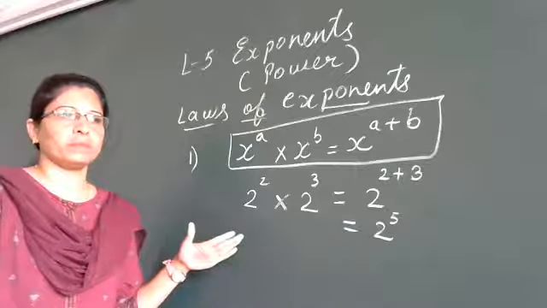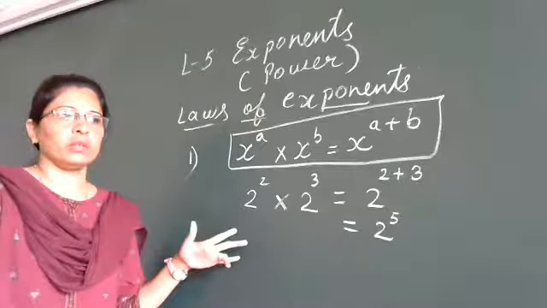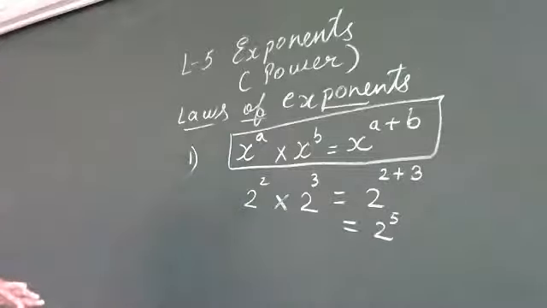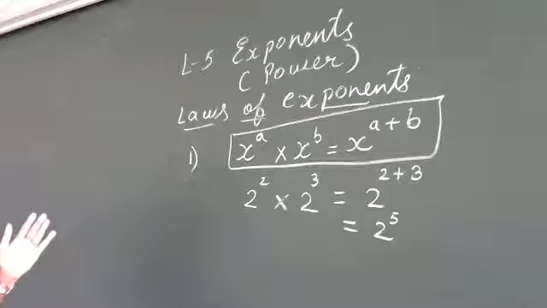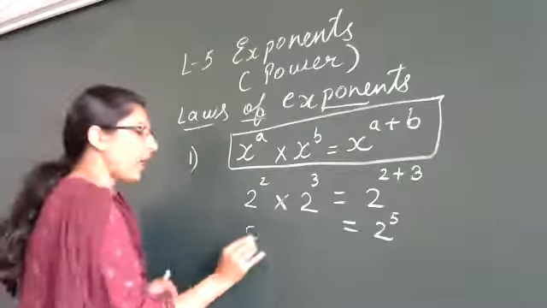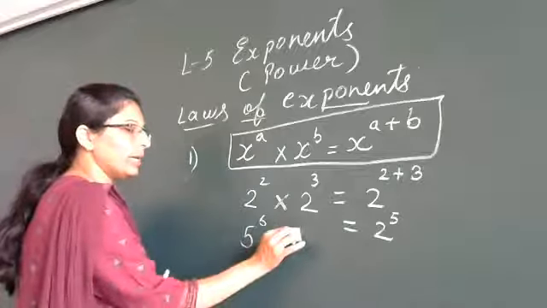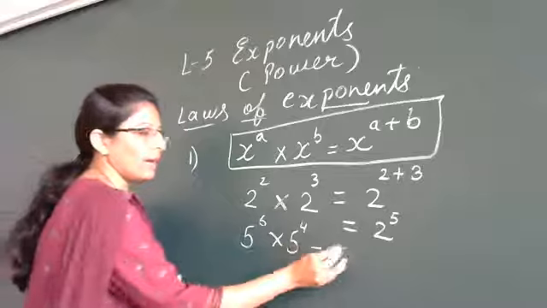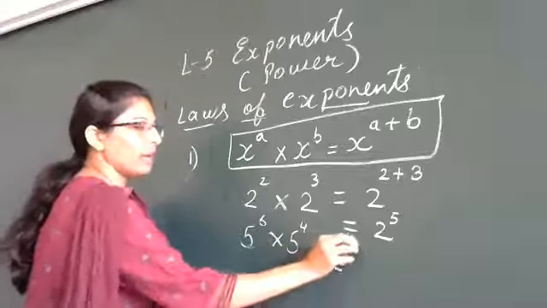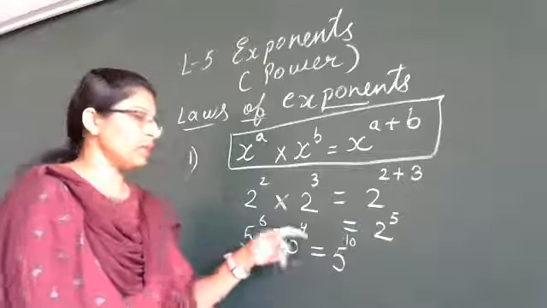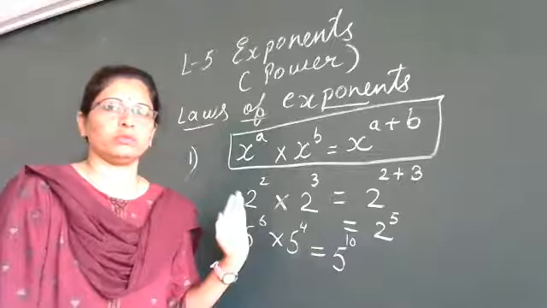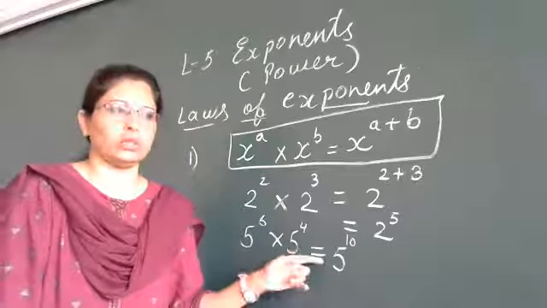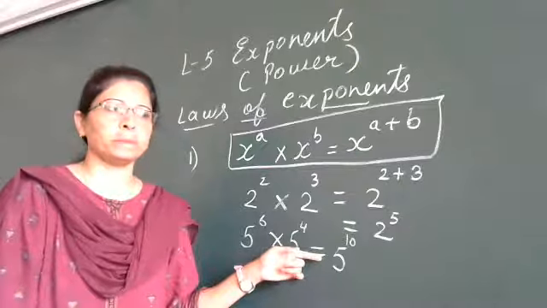Okay? Yes? Ma'am, both the x have to be the same number. Yes, then only. x should be the same number, then only. Now, for example, 5 raised to 6 is multiplied with 5 raised to 4. Directly 5 raised to 10 we can write. 6 plus 4. This is the first law. Understood?